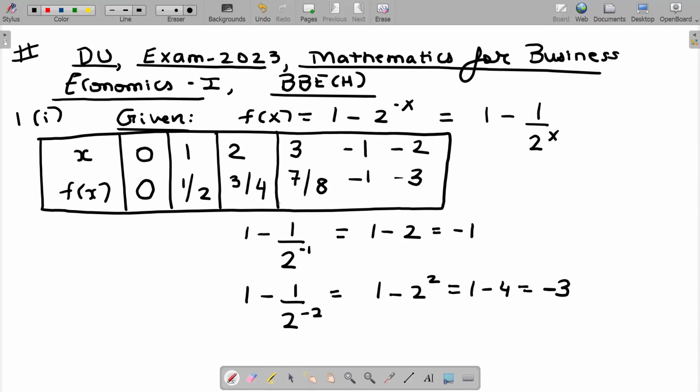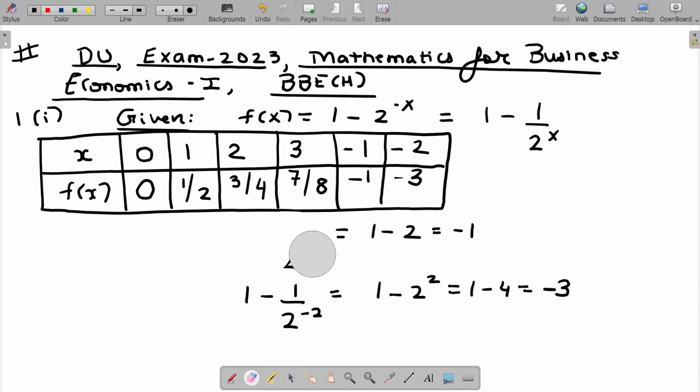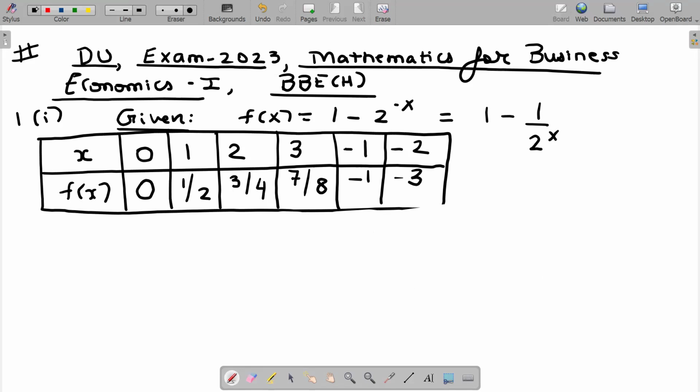Using these values, I can just plot a rough sketch of this particular graph. So erasing this off, let's plot a rough sketch. Let us see how the shape of this graph looks like. So I can draw a Cartesian graph.